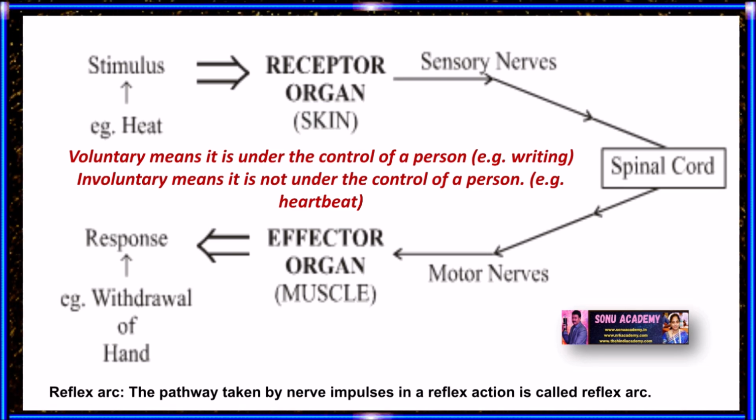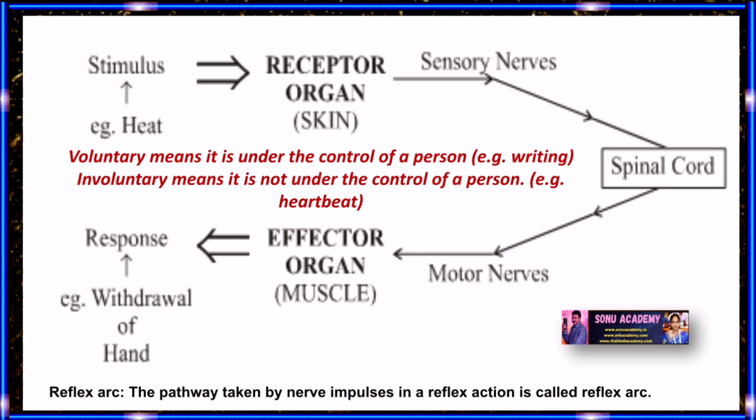Children, let us discuss the reflex arc. The pathway taken by nerve impulses in a reflex action is called a reflex arc. The flow chart looks like this. From the spinal cord to sensory nerves and motor nerves. Sensory nerves go to a receptor organ like skin, with a stimulus like heat, and motor nerves go to an effector organ like muscles, giving a response, for example withdrawal of our hand.